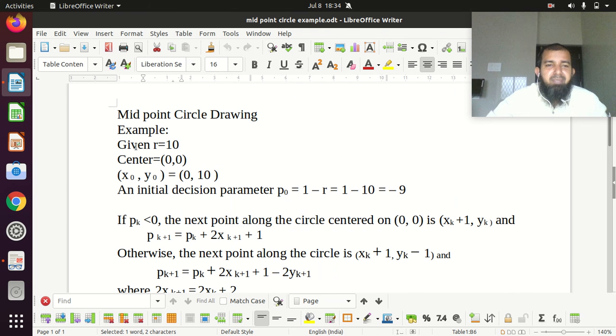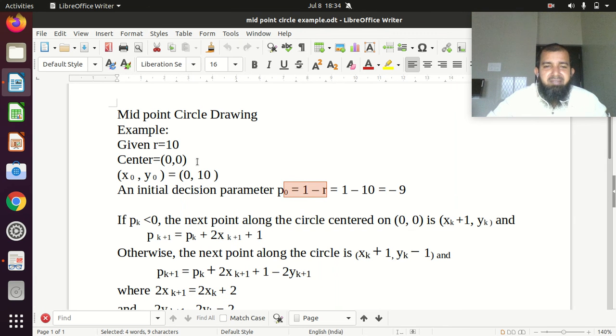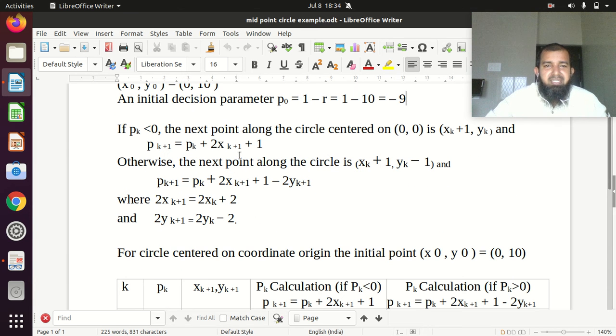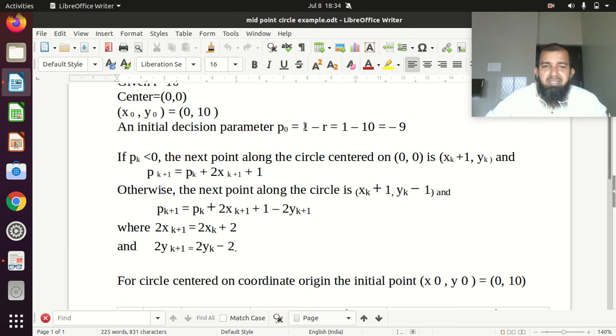Okay, so example: given r is equal to 10, center is 0 comma 0. Initially x0, y0 is what? 0 comma r. 0 comma r means 0 comma 10 because r is equal to 10. Initial decision parameter, how you find p0, is equal to 1 minus r. Okay, r is equal to 10, so 1 minus 10 is equal to minus 9. So this is x0, y0 and p0 value, the decision parameter.